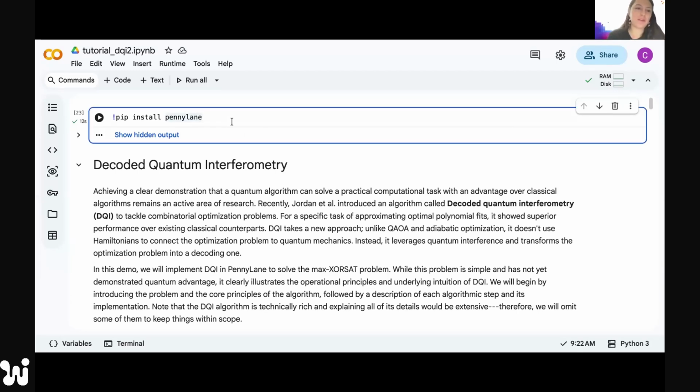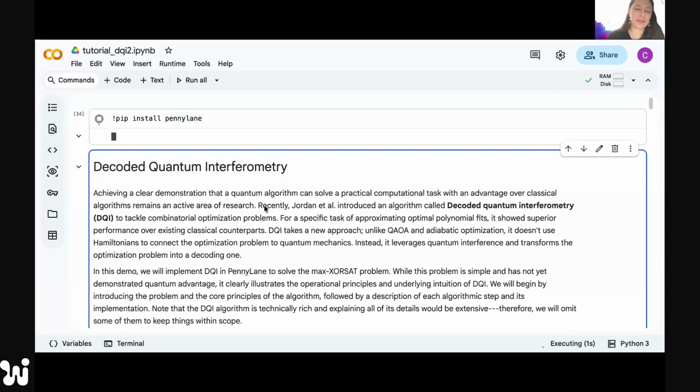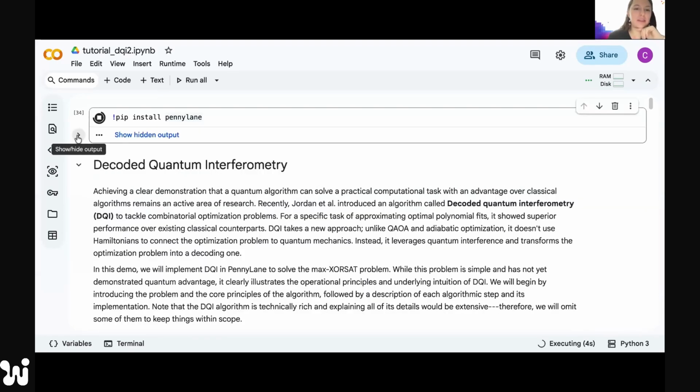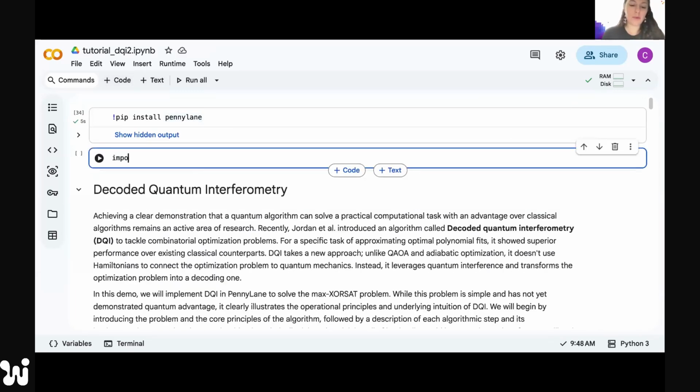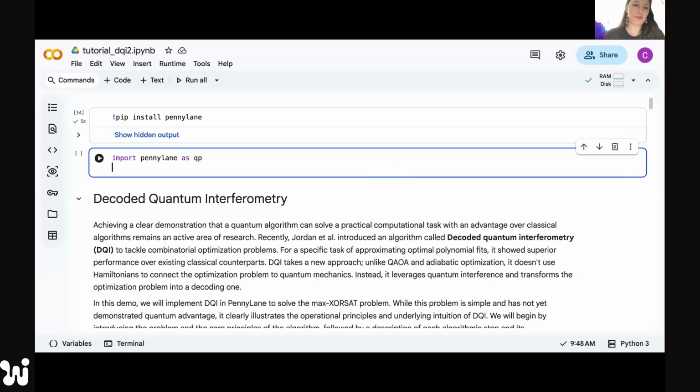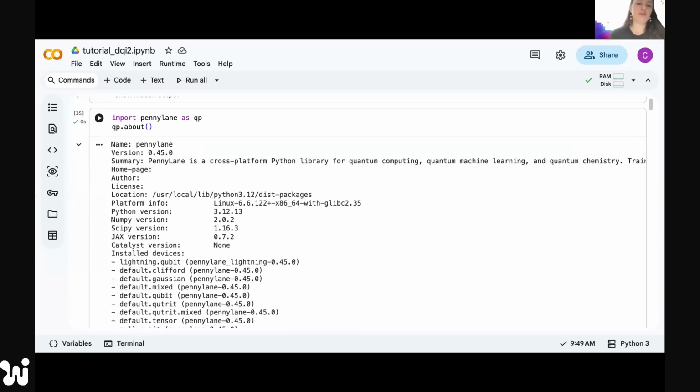As always, if you're using Colab like myself, you would just pip install PennyLane. Make sure that you're using the latest version of PennyLane. You can check this if you import PennyLane as qp. This is the new way that we import PennyLane, to say this is quantum programming. It's not only for quantum machine learning, it's for quantum programming in general. We can write qp.about. You can use Google Colab or your local computer. Just make sure that you're on the latest version of PennyLane, which is version 45 at the moment.